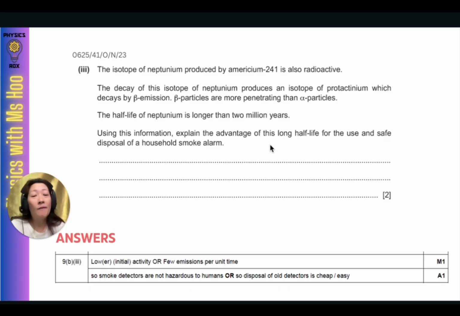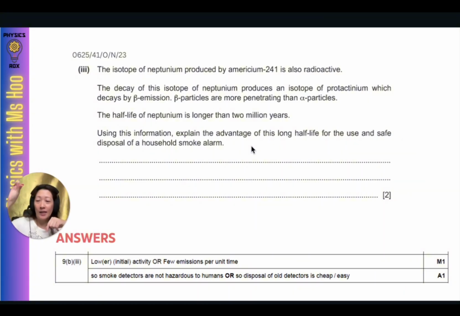So what's an advantage of a long half-life? Based on our mark scheme, you can see here, the advantage is that there's lower initial activity or fewer emissions per unit time. What this means is that because the half-life is so long, longer than 2 million years, the time it takes for the activity or the amount of beta emission to drop to half the initial value is more than 2 million years.